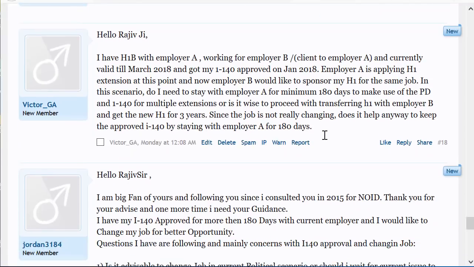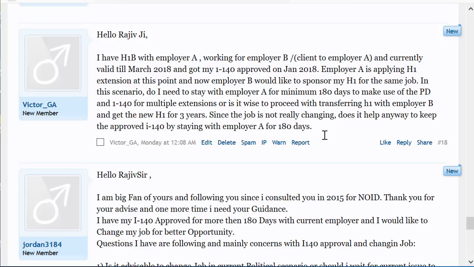Victor from Georgia: I have an H-1B with employer A, working for employer B, a client of employer A, and it's currently valid till March 2018. I got my I-140 approved in January 2018. Employer A is applying for an H-1 extension, and employer B would like to sponsor my H-1. Do I need to stay with employer A for 180 days to make use of the priority date in the I-140? I'm lost here. Oh, I see what you're saying: you have a client whom you're calling employer B.